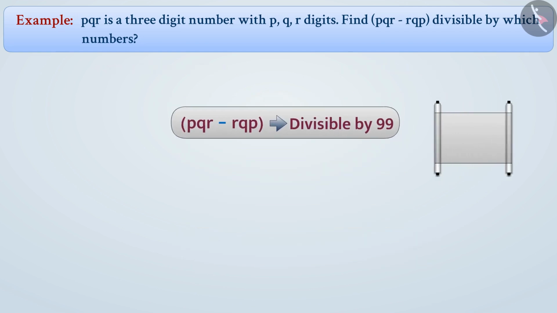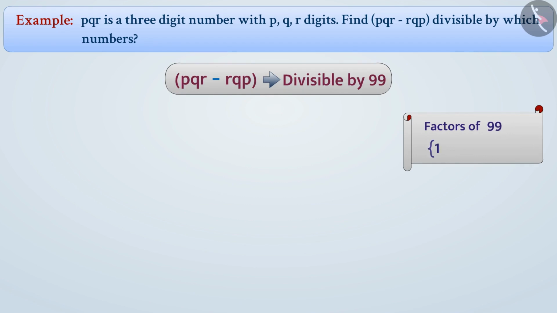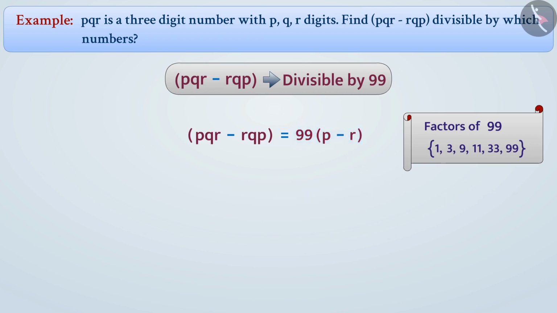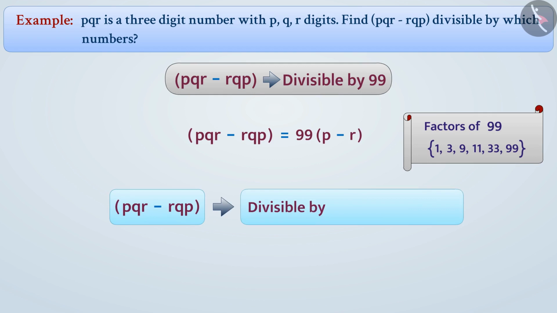We know that the factors of 99 are 1, 3, 9, 11, 33 and 99. Since the result of subtraction PQR minus RQP is divisible by 99, we can say that the result will also be divisible by factors of 99. In this way, the number PQR minus RQP is divisible by 1, 3, 9, 11, 33 and 99.